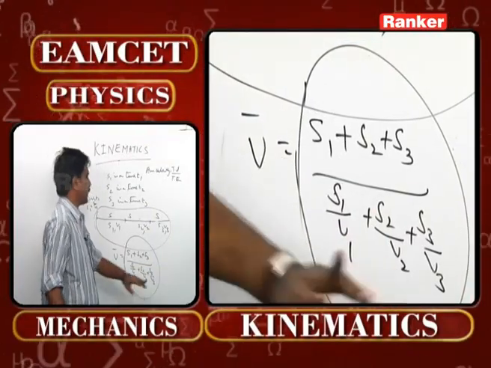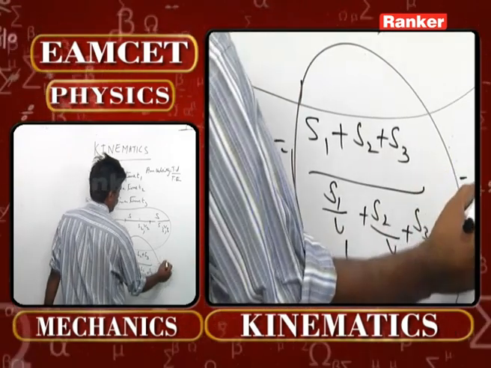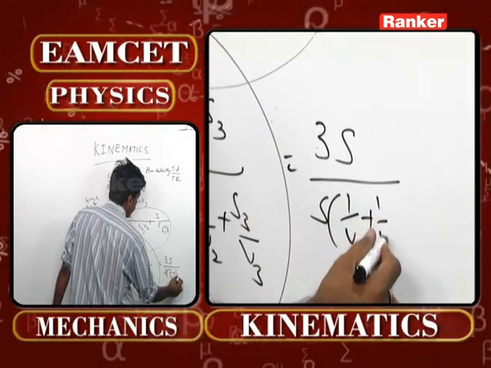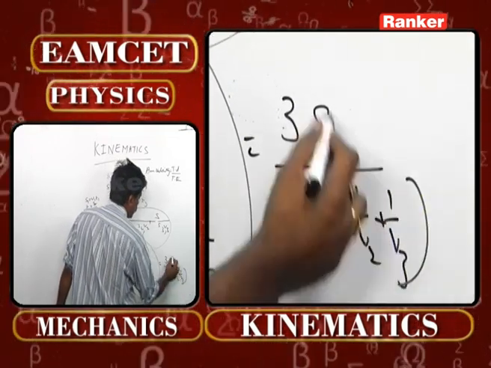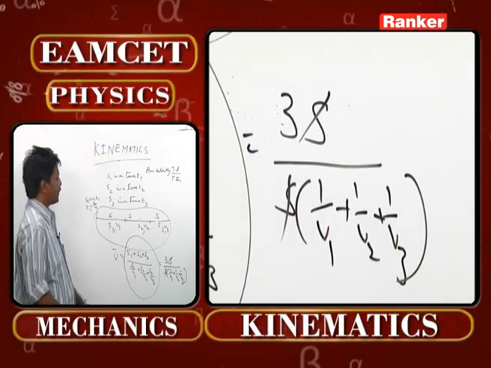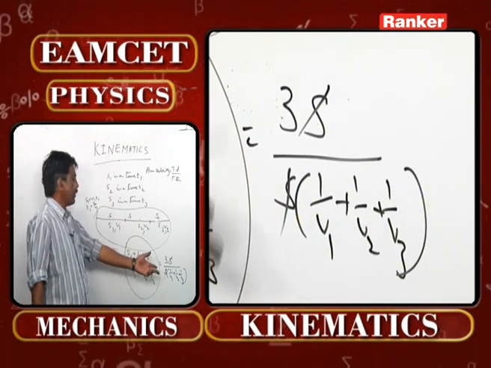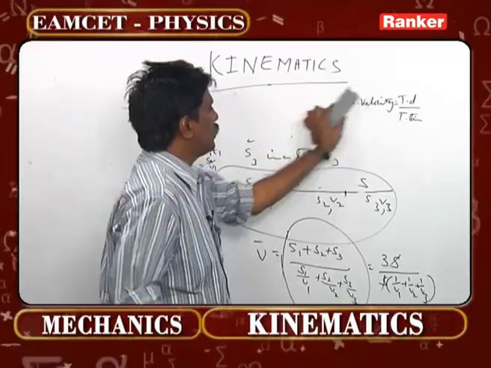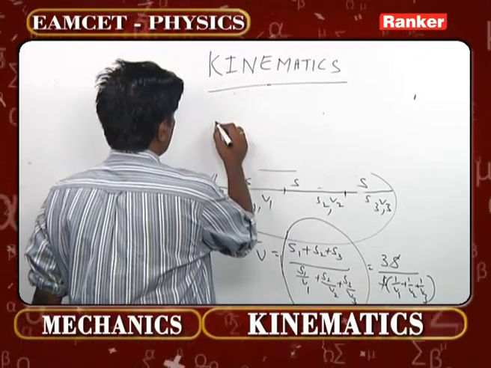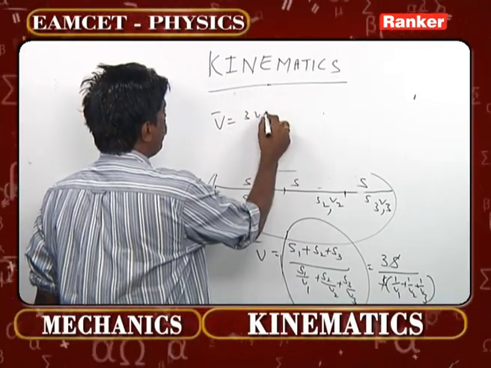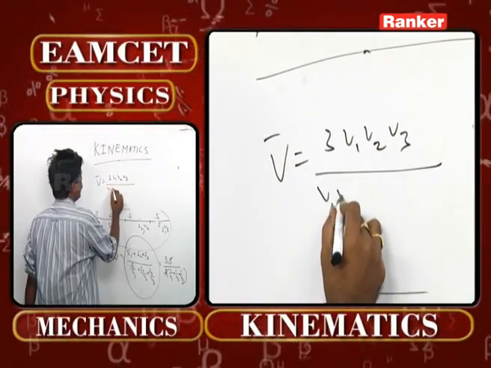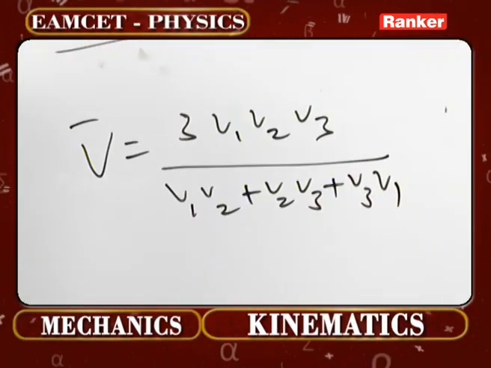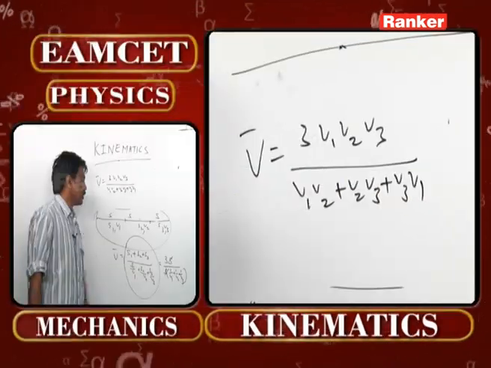Then average velocity will be equal to S plus S plus S by S by V1 plus S by V2 plus S by V3, which will be equal to 3S by S into 1 by V1 plus 1 by V2 plus 1 by V3. So, what you will get here is average velocity is equal to 3 V1 V2 V3 by V1 V2 plus V2 V3 plus V3 V1. This will give you the average velocity for the total motion here.